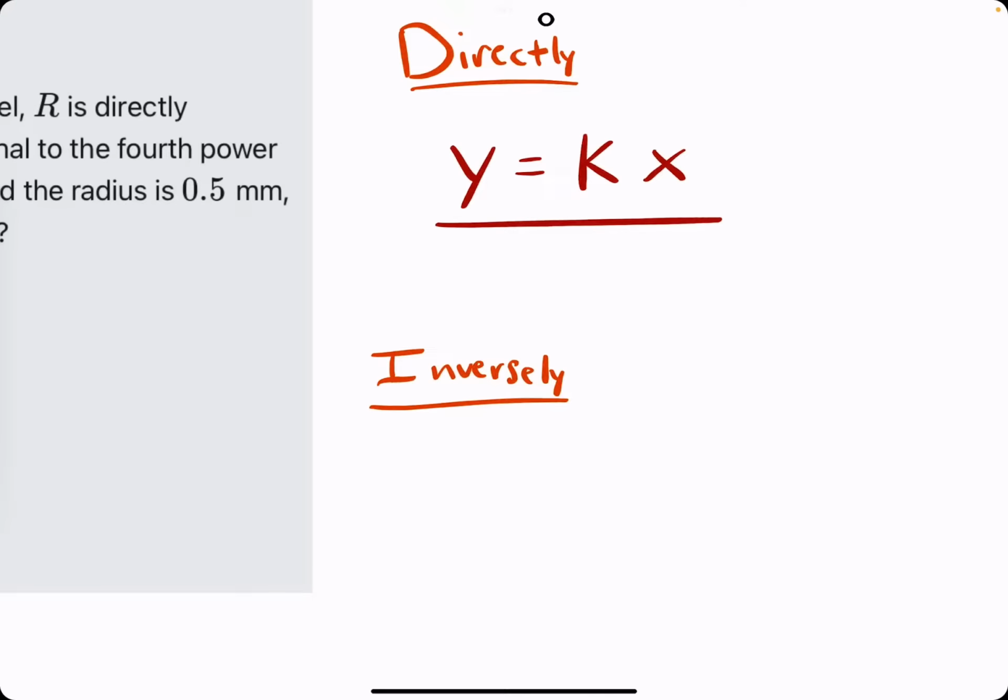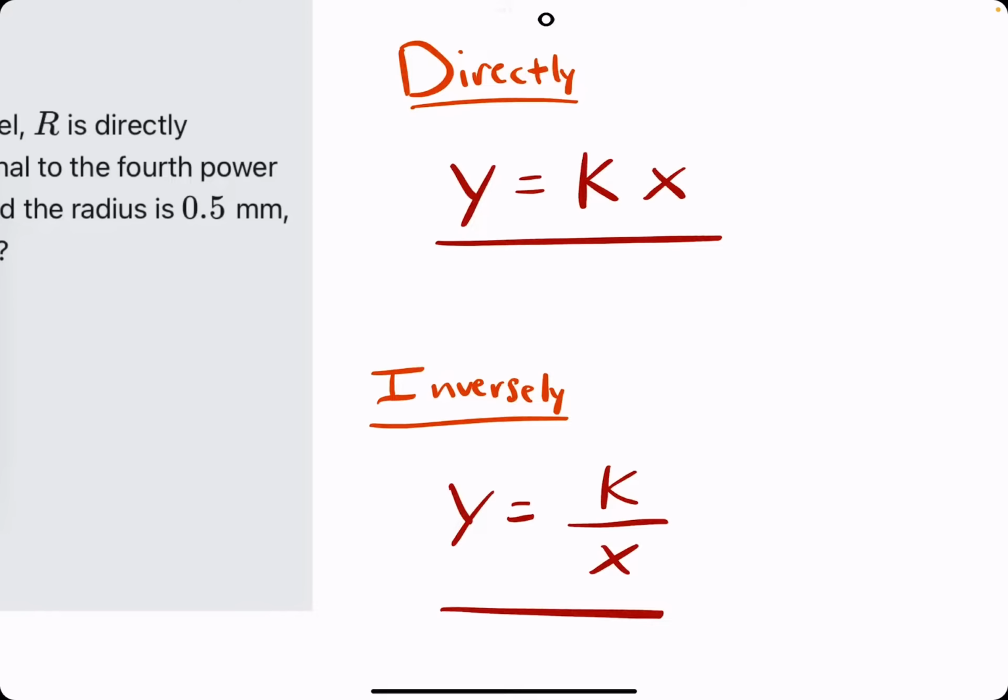Now, if y is inversely proportional to x, that means that y is equal to k divided by x. So the big idea is whenever it's directly proportional, the variable will be in the numerator. The variable will be in the denominator when it's inversely proportional. All right, let's get started.